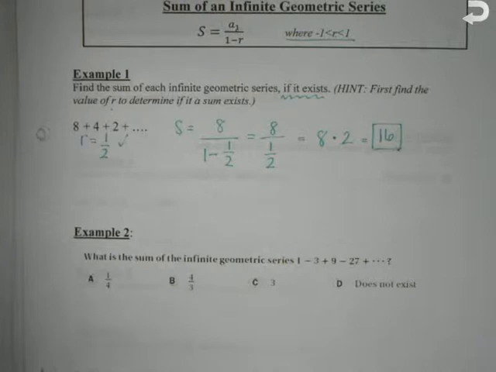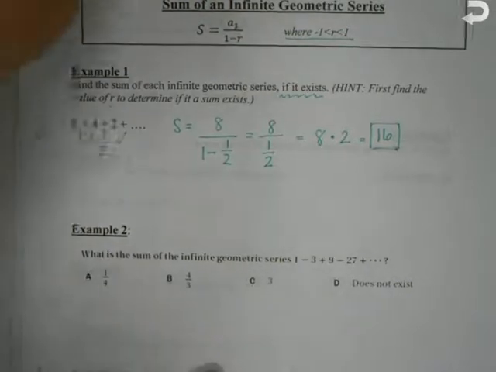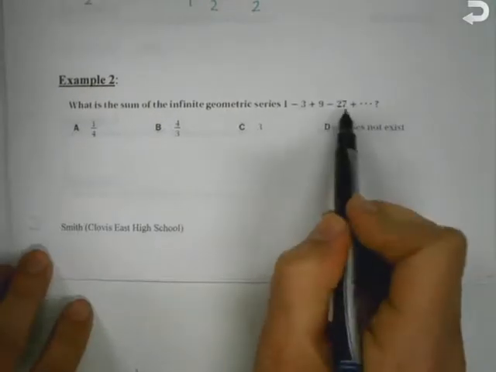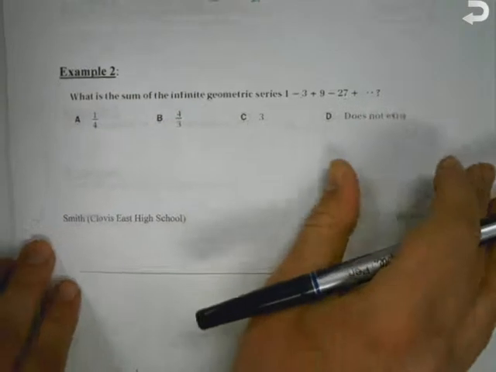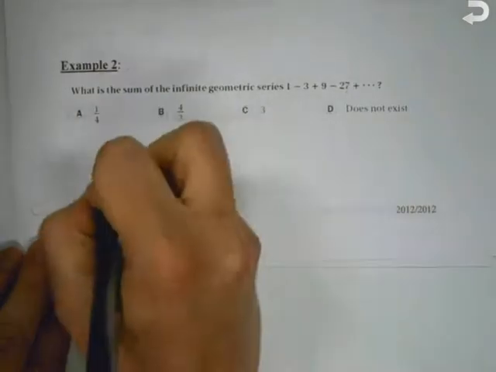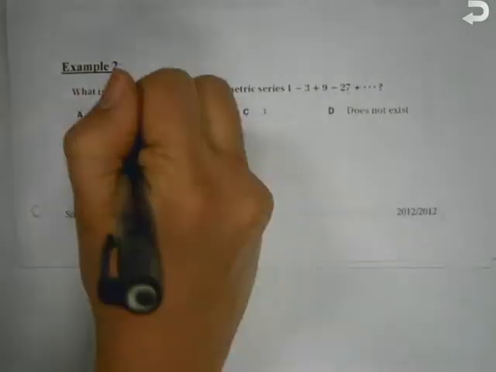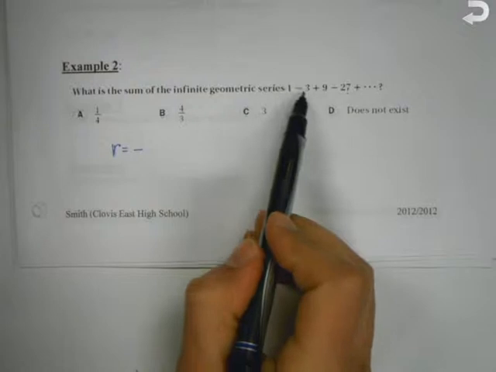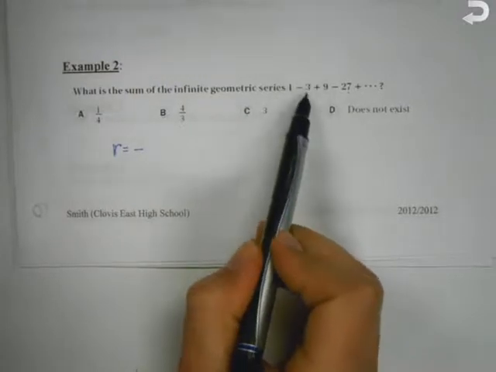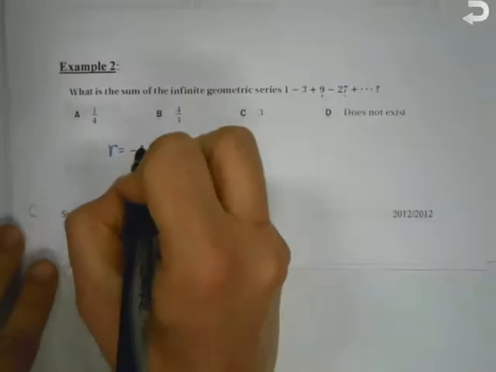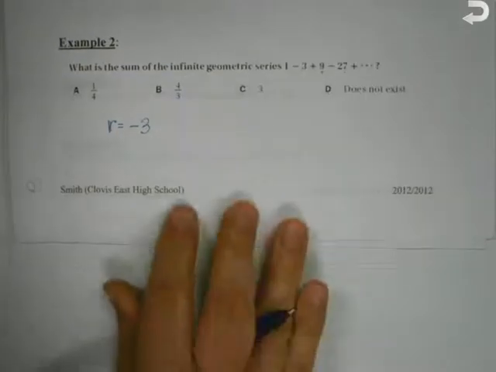Okay, so example 2. What is the sum of the infinite geometric series of 1 minus 3 plus 9 minus 27 plus ... Let's first figure out what is r. If I'm going from a positive to a negative to a positive to a negative, my r has to be what? Negative. How do I get from 1 to -3? Times -3. And then -3 times -3 is positive 9. 9 times -3 is -27. So r is -3.